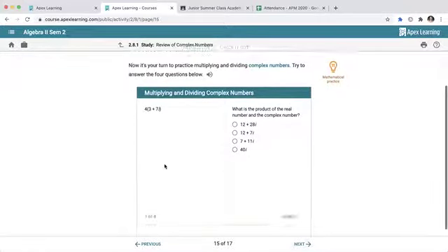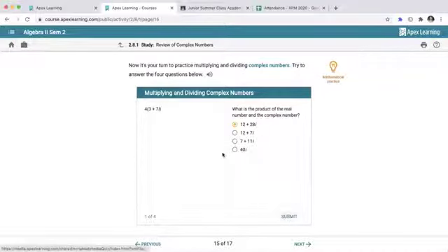Again, looking at some of these. This would be an example of just distributing out the real number to both parts. So you do 4 times 3, which gives you 12. And then you would do 4 times 7, which gives you 28. So you'd have 12 plus 28, and then you leave the i value alone. You treat it like a variable, so you've got plus 28i.